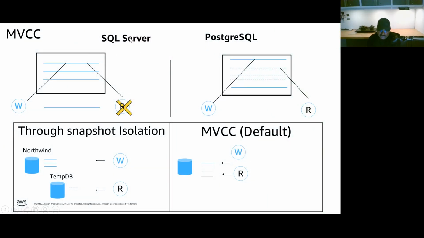On the left hand side you see SQL Server, and on the right hand side you see the Postgres. So in SQL Server, let's assume that it has only 3 records. Okay, and where one user is writing the top record, and at the same time, if another user is trying to read the same record, then SQL Server blocks the other users, because in SQL Server, readers get blocked by writers under default isolation level, right?